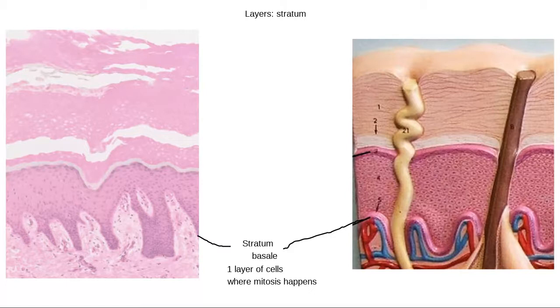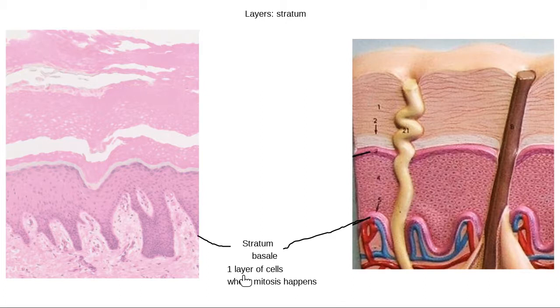Yeah. Mitosis is our process of dividing up DNA. We couple that with cytokinesis to make new cells. So we're constantly losing cells, which means we constantly have to be making cells. Stratum basal is the layer where we constantly make cells. So stratum basal, one row of cells. It's just one layer thick.